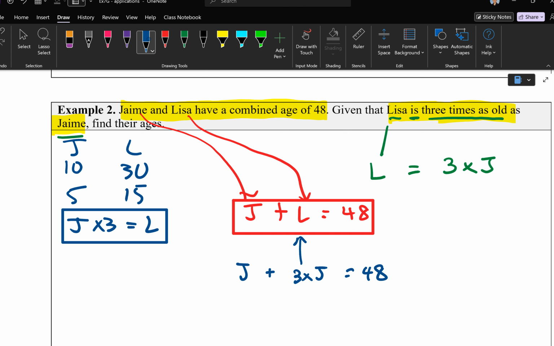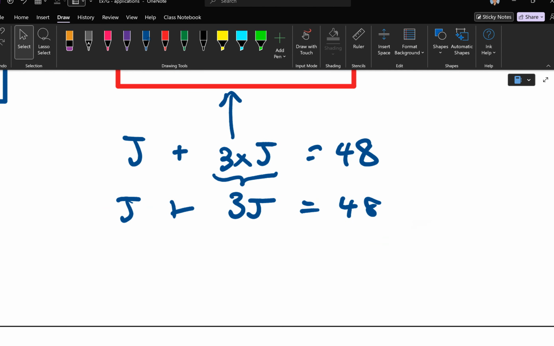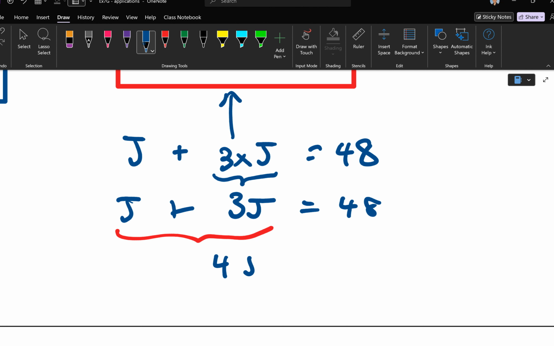So here, let's split it up. J plus, what's another way of writing 3 times J? 3J. So this is now J plus 3J is equal to 48. And what you'll find is, this is very similar to what you've been doing in chapter 5. What's J plus 3J? 4J. Because that's the age. So whatever J was, if you add on another 3 groups of J's, you get a total of 4 of these J's is equal to 48.